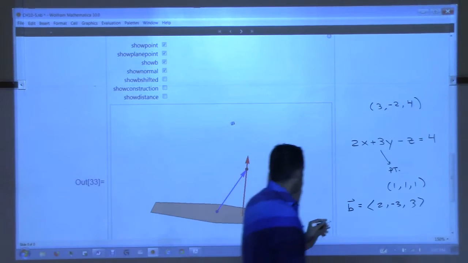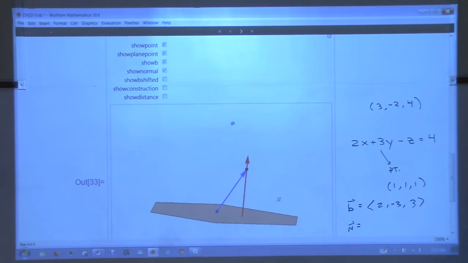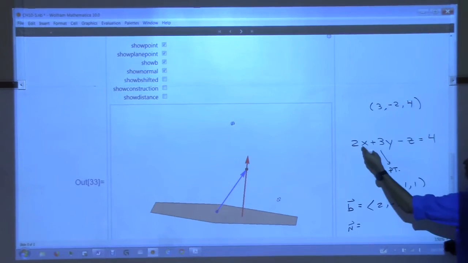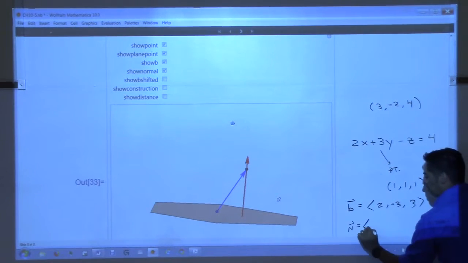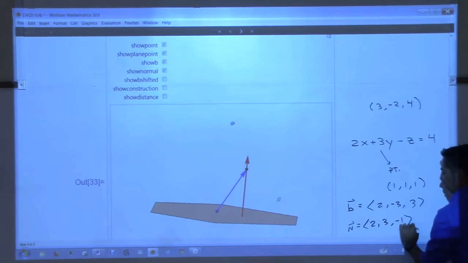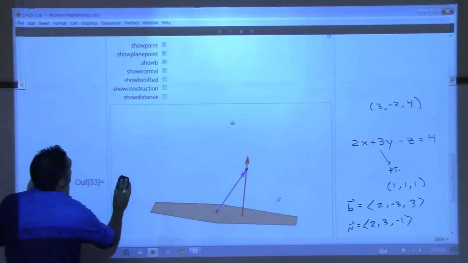Okay, so what is the normal vector for this plane here, for this particular example? So remember how to get the normal vector? Do you know what it is? 2, 3, -1. It's just the coefficients of the plane equation. That's all it is. Okay? So the normal vector is just 2, 3, -1. Y'all with me? Okay, so we've got this vector b, we've got this vector n.